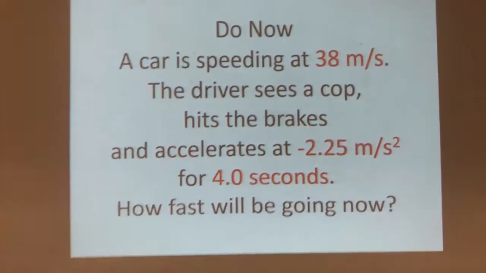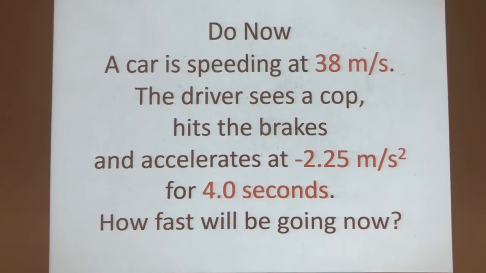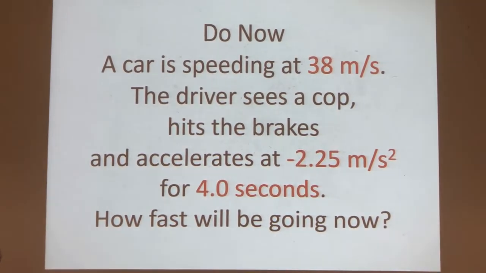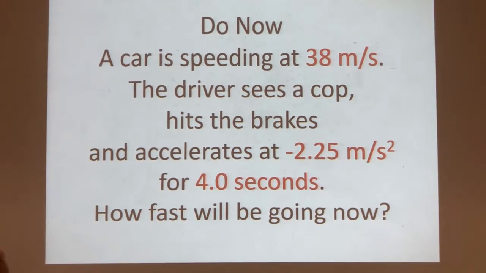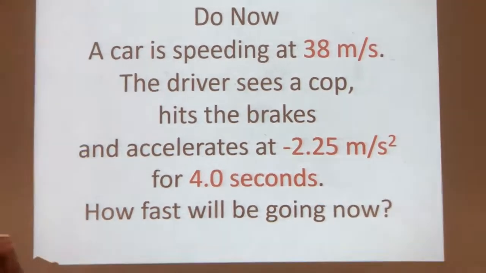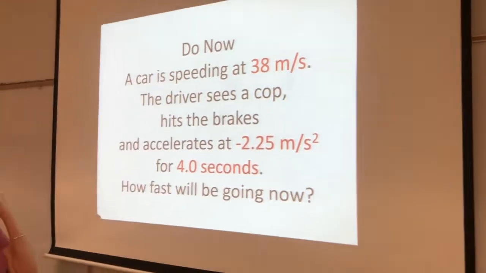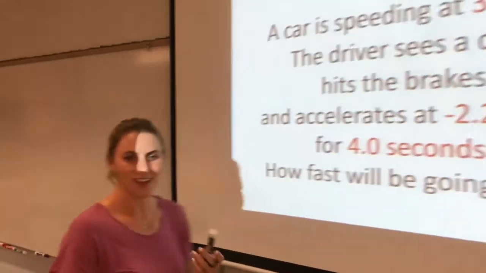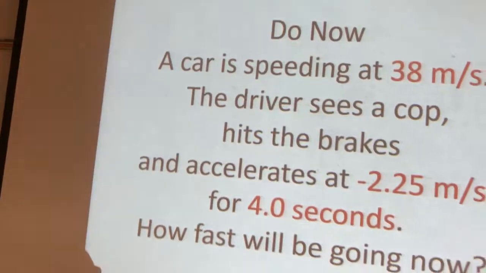Do this now. Pause the video and answer this question. A car is speeding at 38 meters per second. The driver sees a cop. How do we do this? Let's talk about the numbers. Don't forget, what was that mining thing?